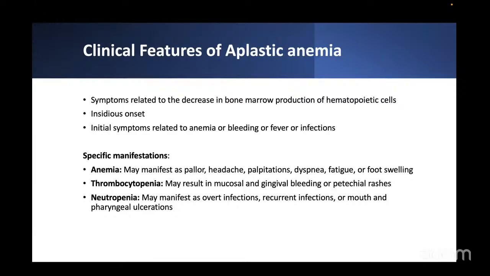Speaking about the clinical features, symptoms are pertaining to the decreased bone marrow production of the blood cells. It is insidious in onset, and the most common symptom that brings the patient to the OPD is bleeding or petechial purpuric rash many a times. Anemia may manifest as anemia-related symptoms such as fatigability, swelling of the feet, palpitations, headache. Thrombocytopenia may lead to mucosal or gingival bleeding, and neutropenia may manifest as mild to moderate to severe infections. And not to forget the mucositis.